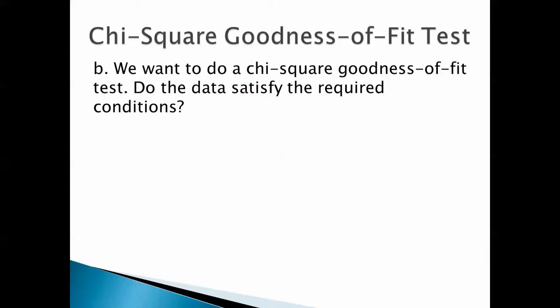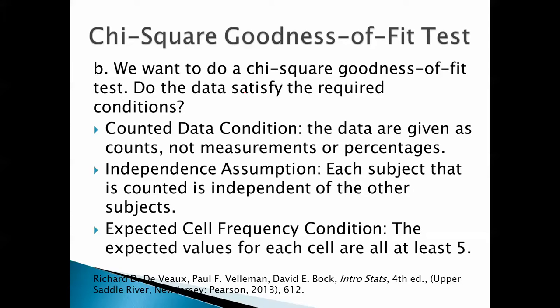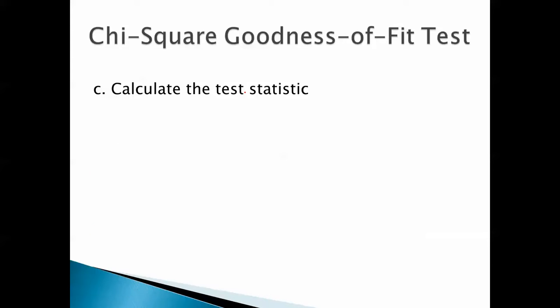Okay, we want to do a chi-square goodness of fit test. Do the data satisfy the required conditions? Here they are. Counted data condition. The data are given as counts, not measurements or percentages. So it can't be feet or pounds or something like that. They have to be counts. Independence assumption. Each subject that is counted is independent of the other subjects. Expected cell frequency condition. The expected values for each cell are all at least 5.